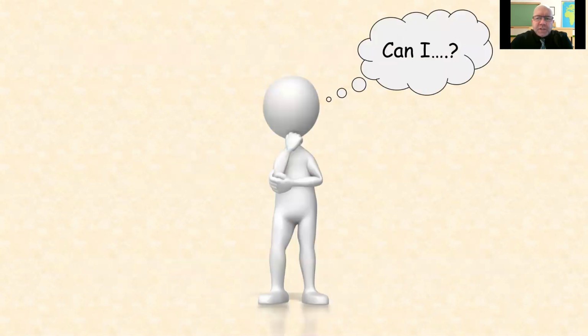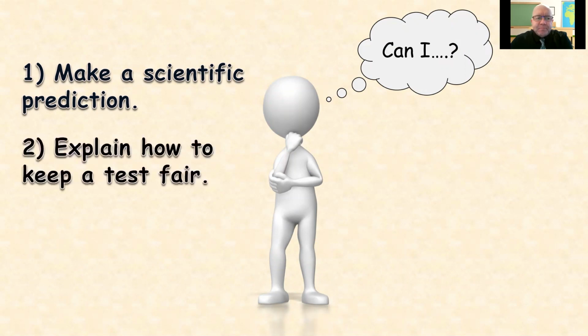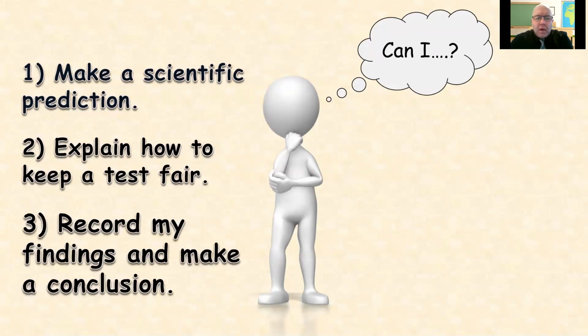Okay. So for this lesson, you need to be able to make a scientific prediction. Now, actually, you've probably made the prediction already, but we're going to come back to that. You need to explain how you've kept your test fair. We talked about that last lesson, but we'll recap on it again today. And you need to be able to record your findings and make a conclusion. Okay? So today is all about working through a scientific write-up.